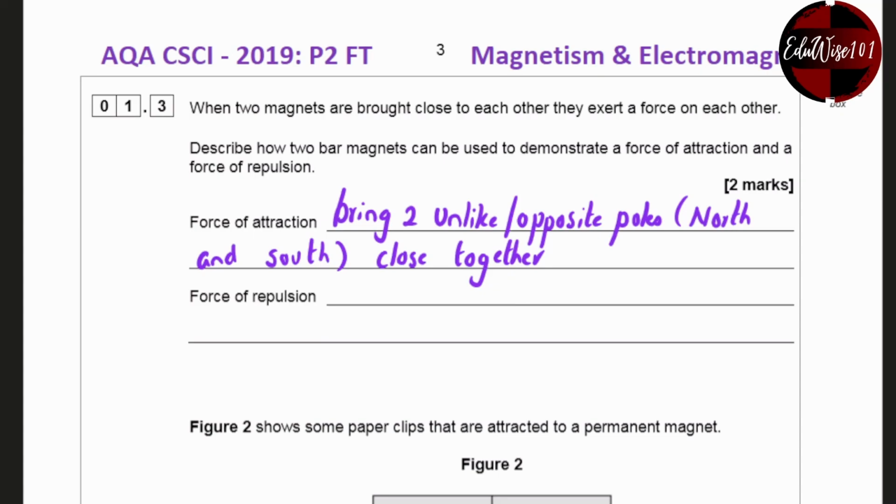For force of repulsion, you could bring two like poles near each other. That would be north and north, or south and south.